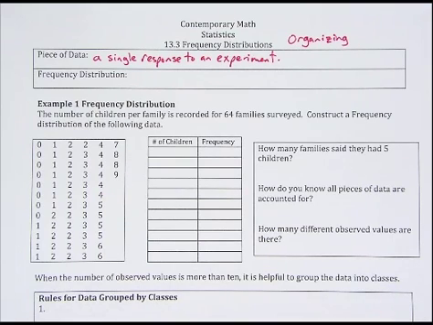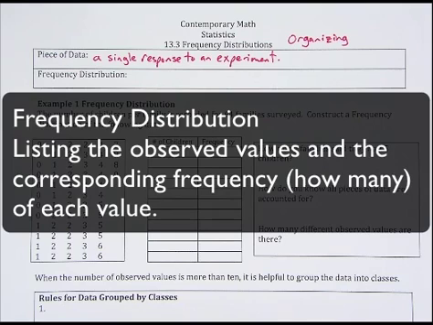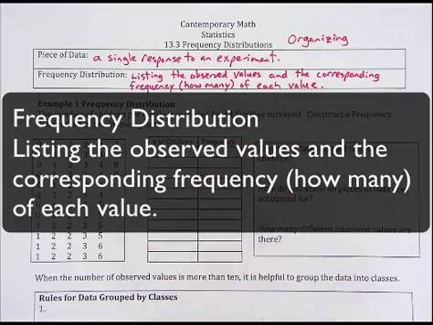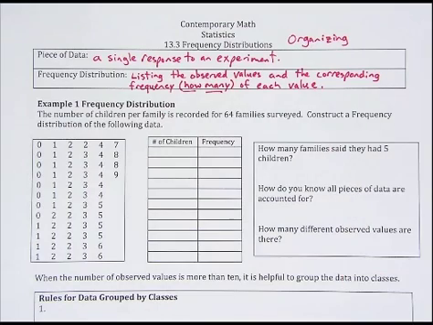And so one thing we can do to make this a little bit easier to understand is to use a frequency distribution. And so what this is, it's going to be listing every observed value and the corresponding frequency of each value. Okay, and I wrote the words how many right here. So frequency just answers the question, how many times did that observed value come up?